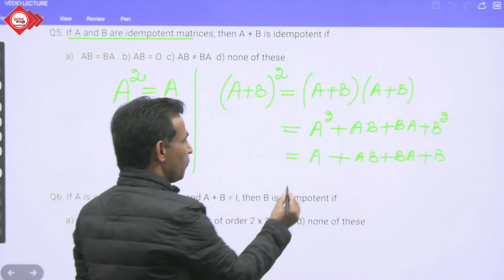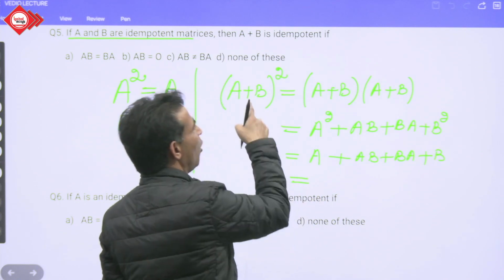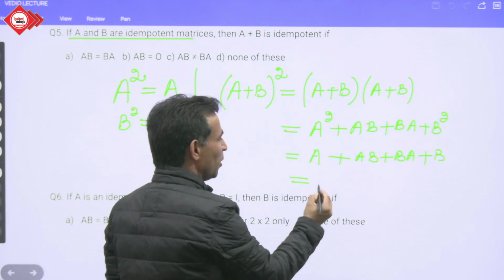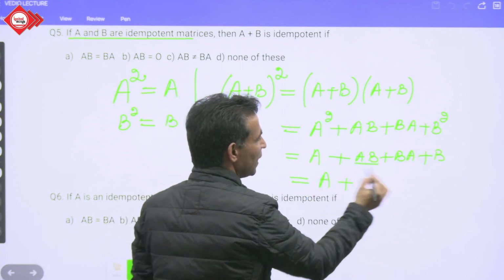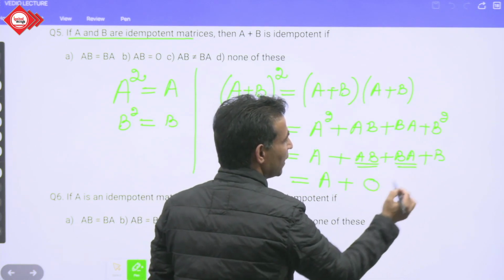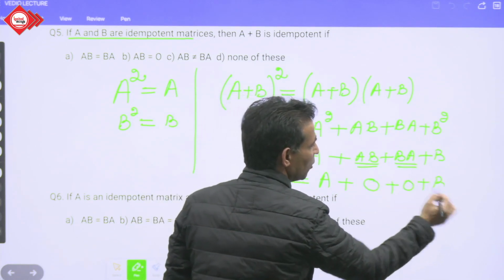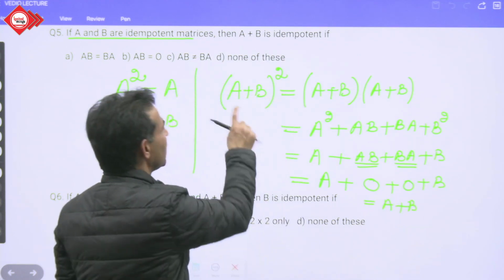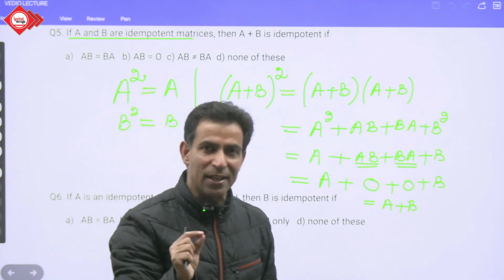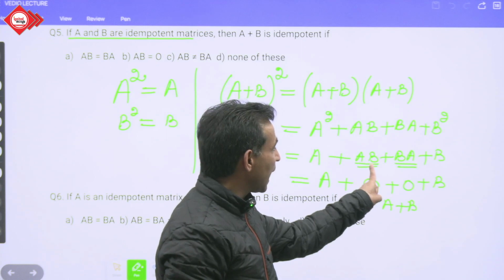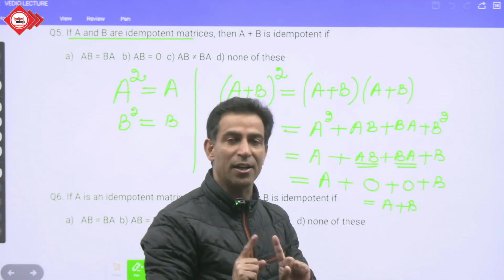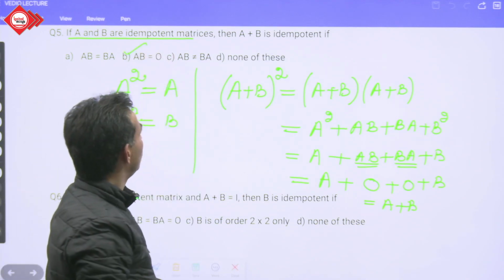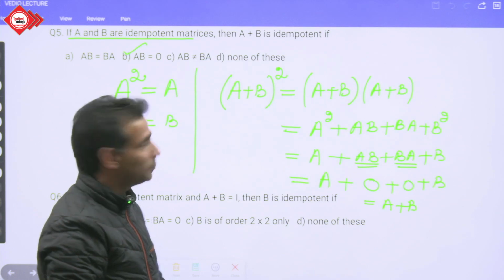Now, we want this A plus B whole square to be equal to A plus B. Which is possible only if this one is null matrix and also this one is null matrix, right? So, which is equal to A plus B. So, it means that A plus B is an idempotent matrix if and only if both A into B and B into A are null matrices. So this one is the correct option. AB equal to BA equal to null matrix. Fine.